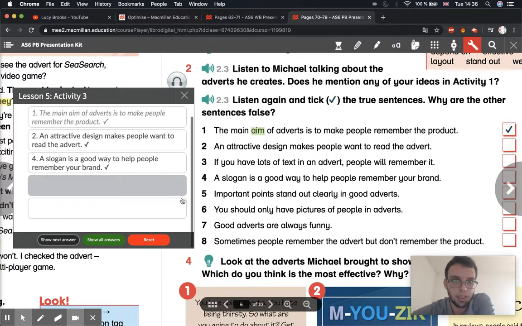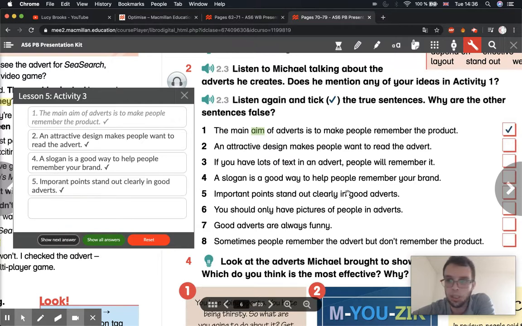Number 5, it says here, important points stand out clearly in good adverts, right? So the important things are maybe written in big letters or in capitals, okay? That is true. We should tick that box. He did say this. Okay, and then number 6, you should only have pictures of people in adverts. That's not true. So no tick there.